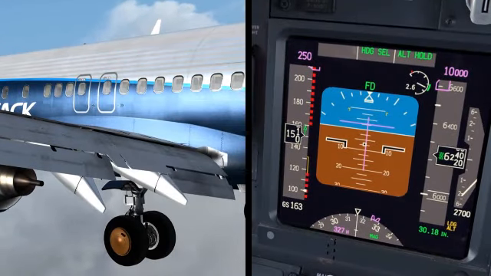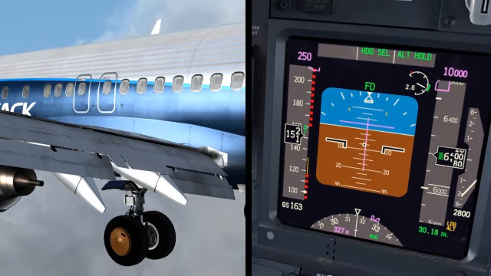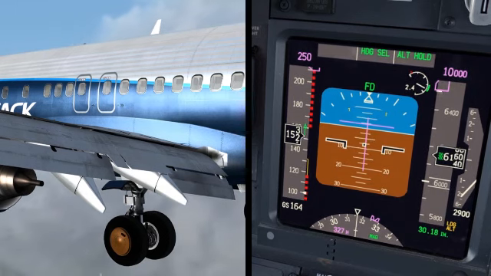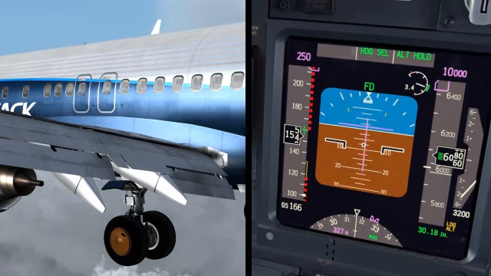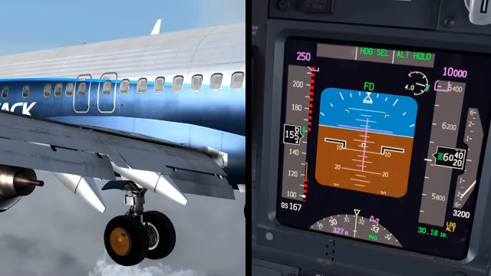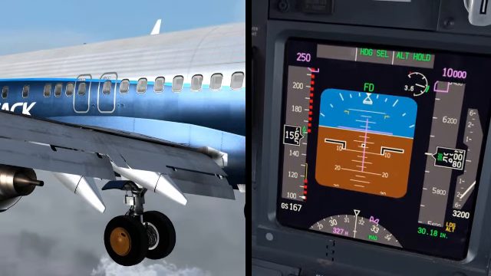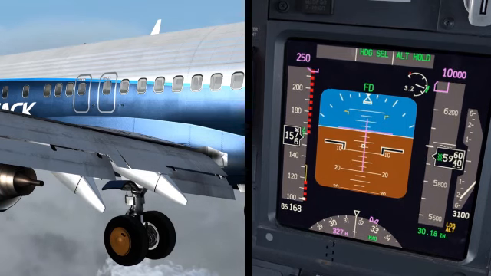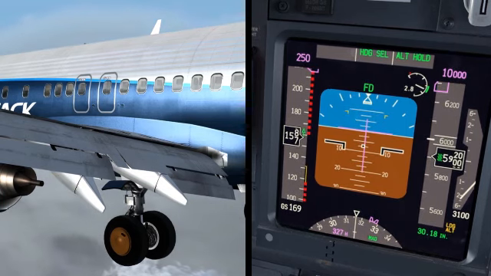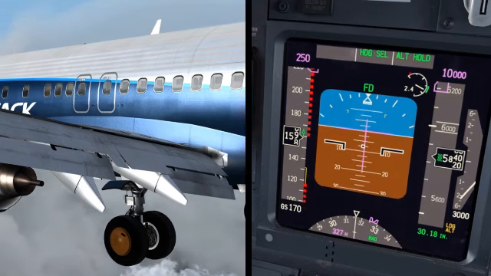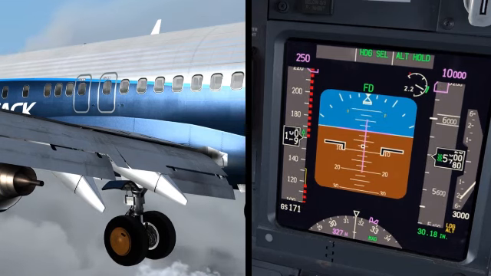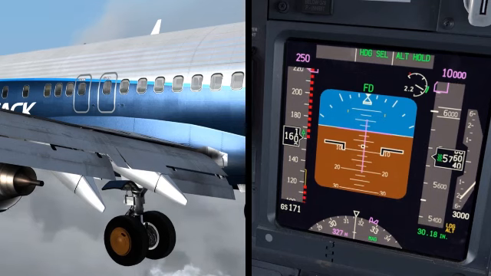Flap load relief mechanism. This provides the trailing edge flaps with a load relief function that protects the flaps from excessive aerodynamic loads. Flap position is changed when airspeed exceeds certain limits. However, the flap lever does not move.